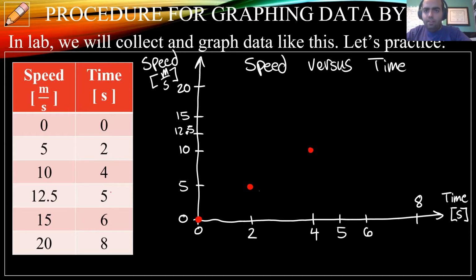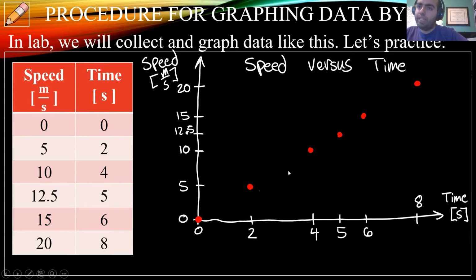Next is 5 and 12.5. So over to 5, up to 12.5, 6 up to 15, and 8 up to 20. That's what my data look like when I plot them on the graph. And now we can see a really clear, direct relationship or a linear relationship between these two quantities.